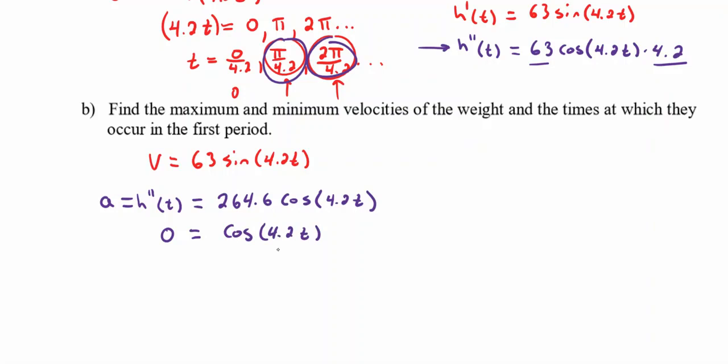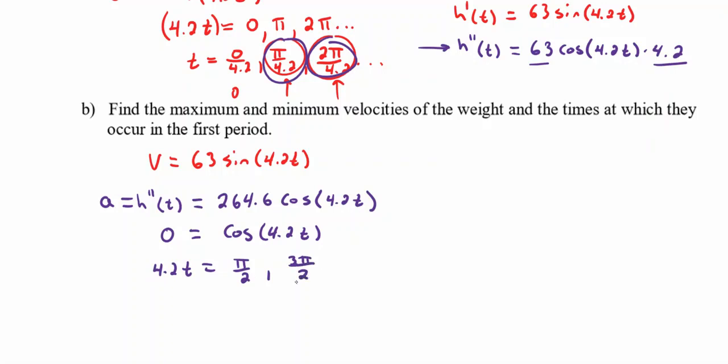So where is cos equal to 0? Well, cos is equal to 0 at pi over 2 and 3 pi over 2. Remember, we're treating this like just theta for now. It's just one thing. So we'll say 4.2t, or theta, is equal to pi over 2 and then 3 pi over 2.